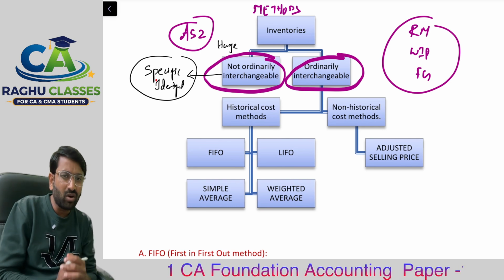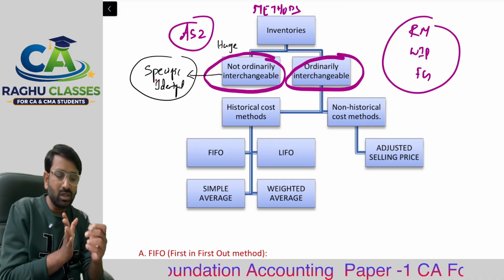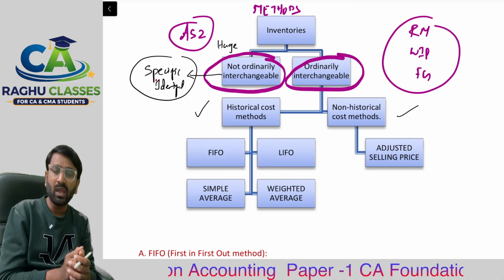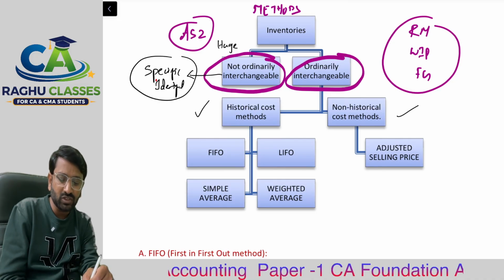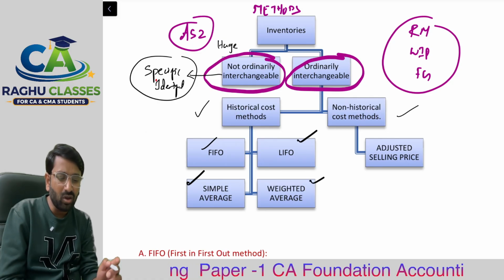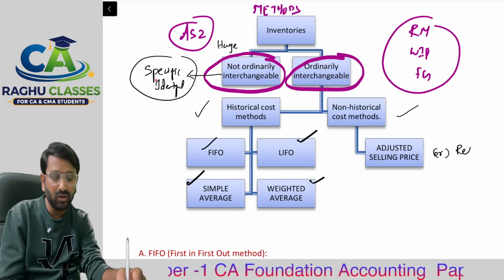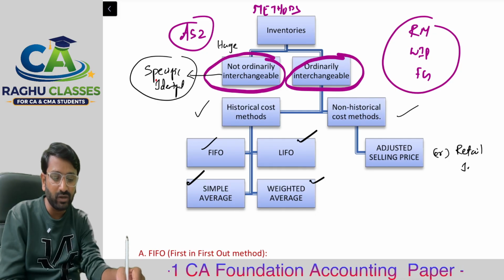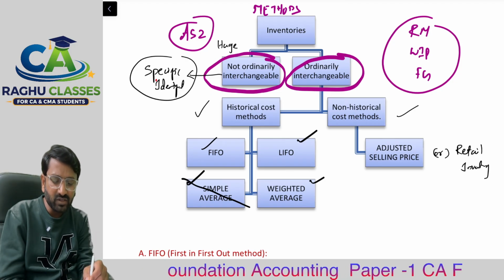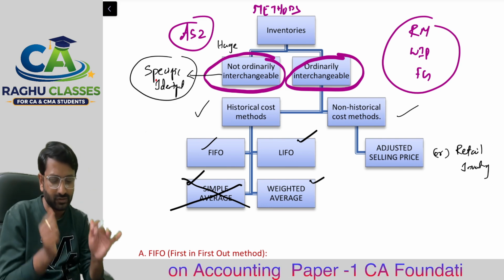The other type is inventories which are ordinarily interchangeable. For this, you can follow either the historical cost method or the non-historical cost method. Under the historical cost method, we have first in first out, last in first out, simple average and weighted average. Under the non-historical cost method, we have the adjusted selling price method, also called the retail inventory method. From the examination point of view, the simple average method is not very important, so we'll not be discussing that. Let us discuss the remaining four methods.